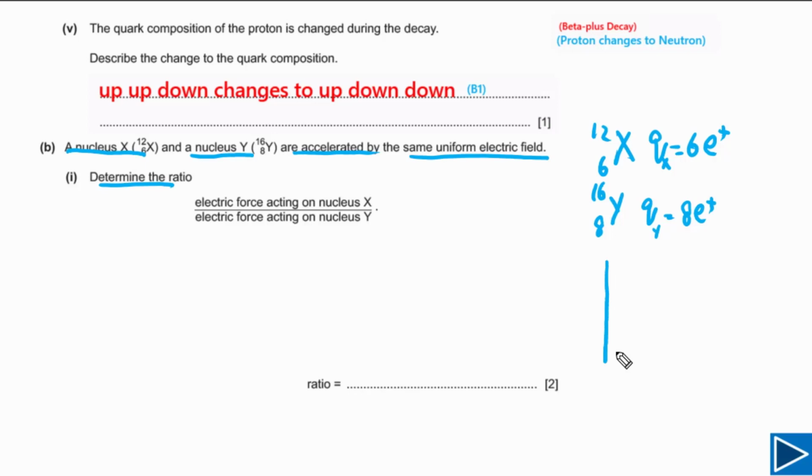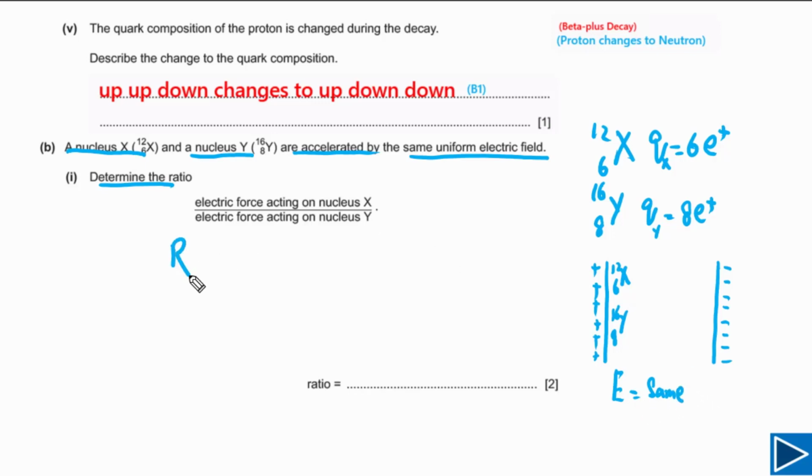These two, they are accelerated through the same electric field, and the field is uniform. Same uniform electric field. So we can place these two nuclei in this electric field. So we can assume we have nucleus X here, so it has atomic number 6, its mass number is 12. And we have another nucleus Y, its atomic number is 8, its mass number is 16. They are accelerated in this uniform electric field. So as it is uniform electric field, it means E is same everywhere in this field. We can simply say E is same.